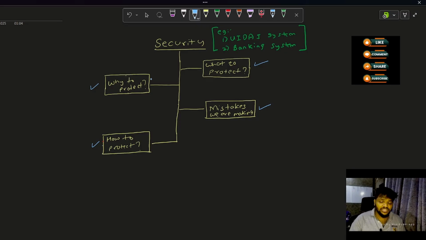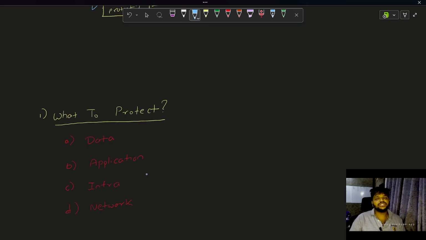So let's start. First we will discuss what to protect. There are four major components that need to be protected. One is data. Data can be at two levels: first, data in transit, and second, data at the storage level. Data is very important because it needs to be protected at any cost.